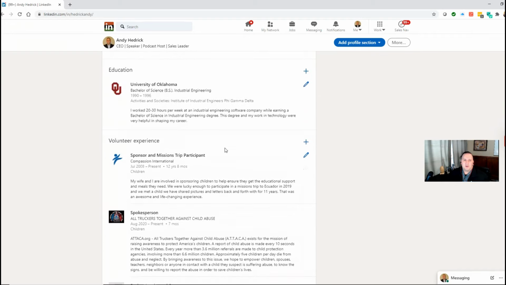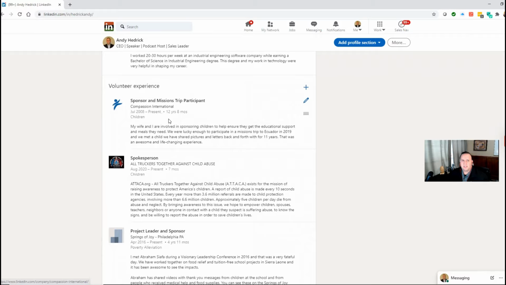The next thing I'm going to go to is volunteer experience. So whether you've worked in a homeless shelter, you've worked for Habitat for Humanity, you've been a soccer coach, you've been some sort of a volunteer somewhere, I would highly recommend bringing that in. There's a really common phrase that people buy from people they know, like, and trust. I've found that to be true for any big purchases throughout my career. I think it's going to be true for you as well.